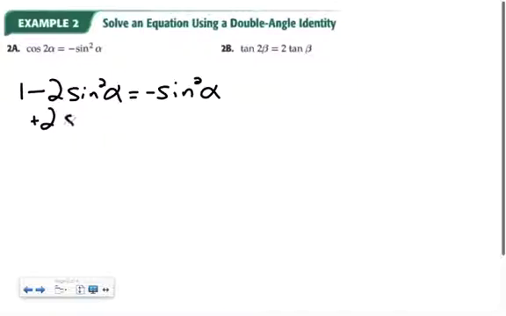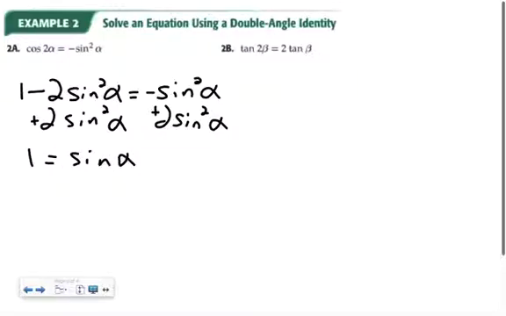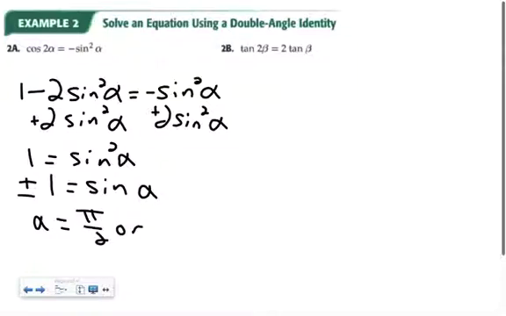And now I'm just going to solve it algebraically. I'll add 2 sine squared alpha to both sides and get 1 equals sine squared alpha. When I take the square root of both sides, I have that positive or negative 1 equals the sine of alpha. So on my unit circle, I'm looking for a y-coordinate of either positive or negative 1. So that's at pi over 2 or 3 pi over 2.